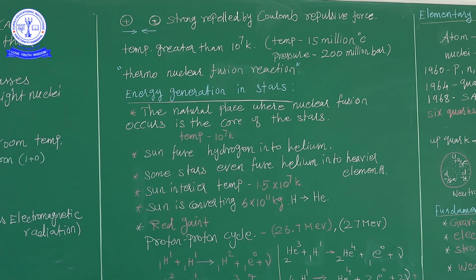Okay, we already told the energy generation in stars: the star converts hydrogen into helium. The sun is one of the stars, and stars even fuse helium into heavier nuclei. So what is the temperature? The temperature is 1.5 into 10 to the power of 7 Kelvin. By using this temperature to form the nuclear fusion process, how much helium is produced? How much hydrogen is converted into helium? That means 6 into 10 to the power of 11 kilogram of hydrogen is converted into helium every second.